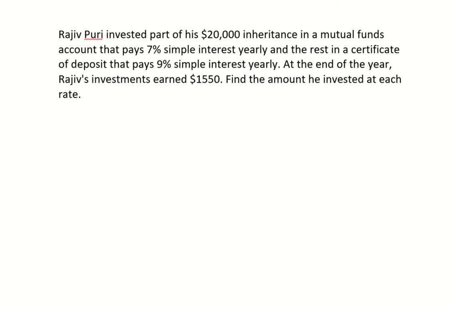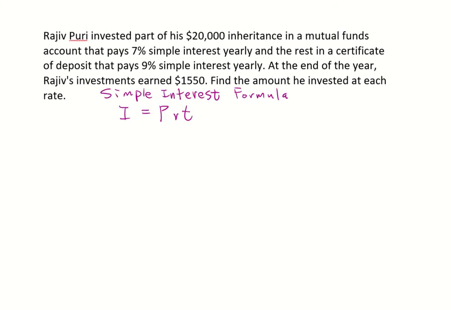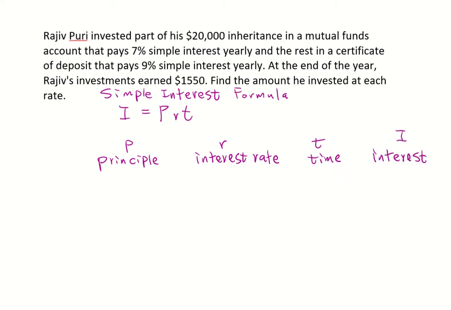This is a simple interest problem. The simple interest formula is I equals P times R times T, where P is the principal, which is the initial amount of money. R is the interest rate. Usually we're talking about an annual interest rate. T is time in years, and I is the amount of interest.